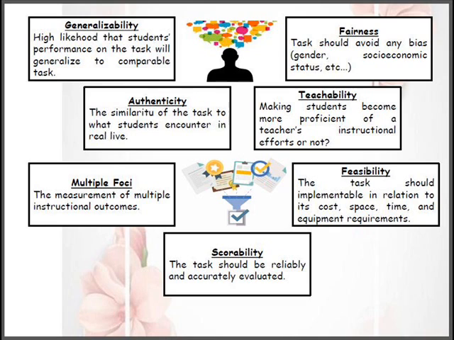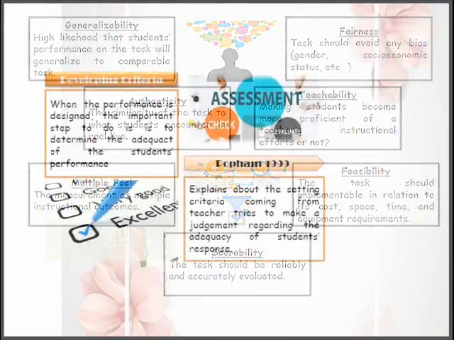After that, we also have fairness. The task should avoid any bias in gender, socio-economic status, etc. It is also teachability, which is whether the task makes the students more proficient because of a teacher's instructional efforts or not. Here, we also have feasibility. The task should be implementable in relation to its cost, space, time, and equipment requirements. And the last one, scorability. The task should be reliable and accurately evaluated.